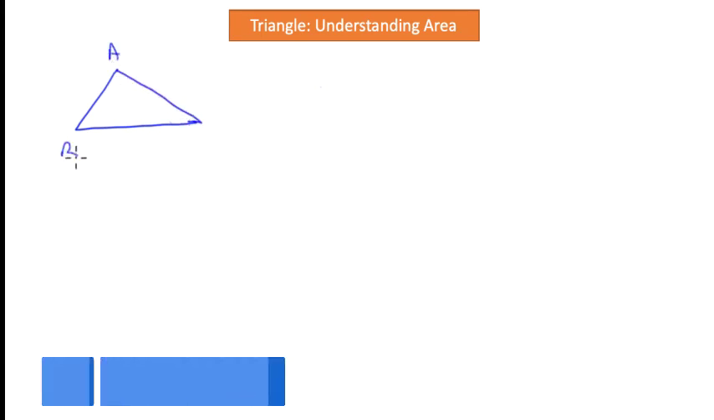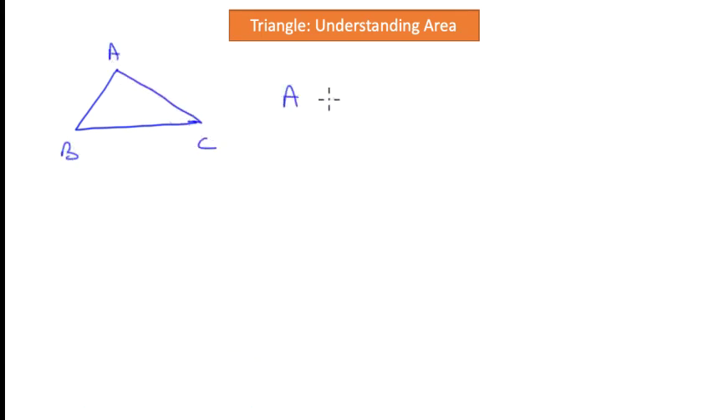Talking about the areas of triangles. If you have any triangle, let's say ABC, then we say that for any triangle, the area is equal to half times the base times the height. And we know that height is with reference to which dimension of a triangle you consider as base.